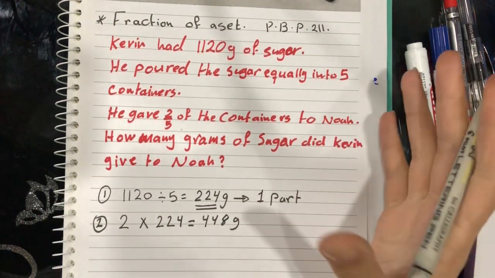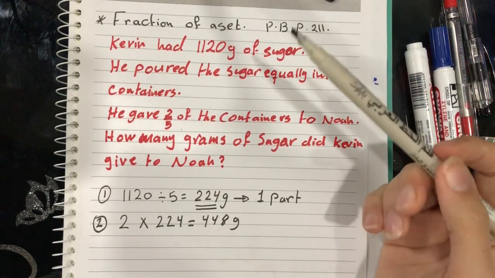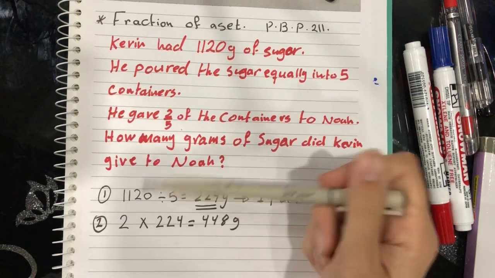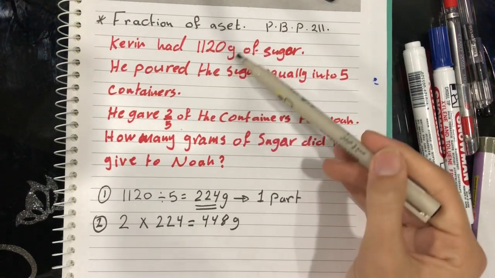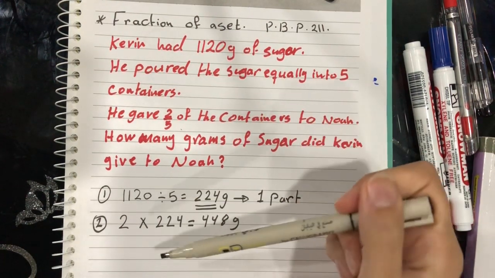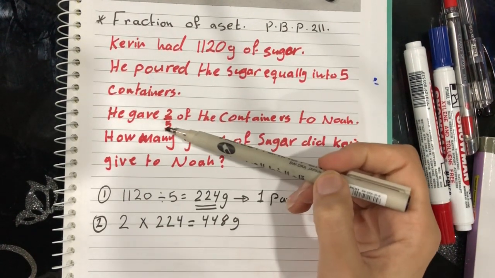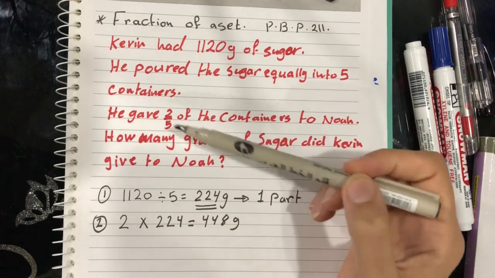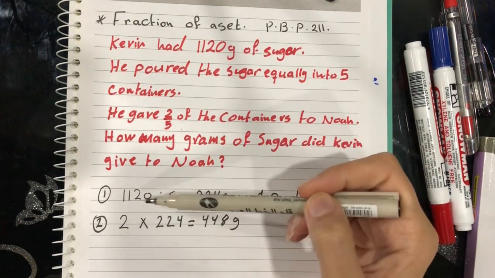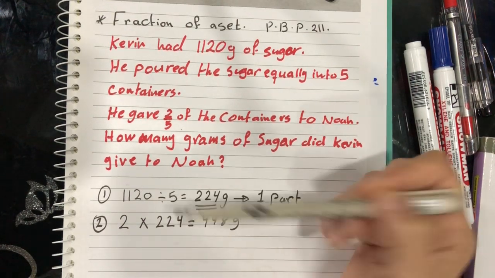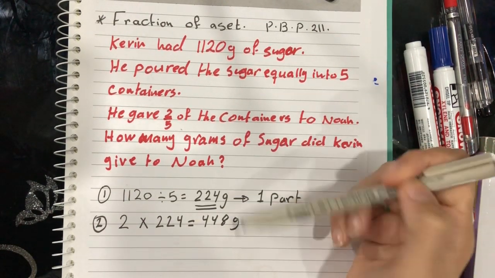So to solve any math problem, including fractions of a set, you have 2 main steps. The first step is dividing the whole amount that you have into parts. How many parts? It depends on the question. You always look at the denominator. For this question, the denominator is 5. So we divided 1120 divided by 5. That gave me 224 grams.